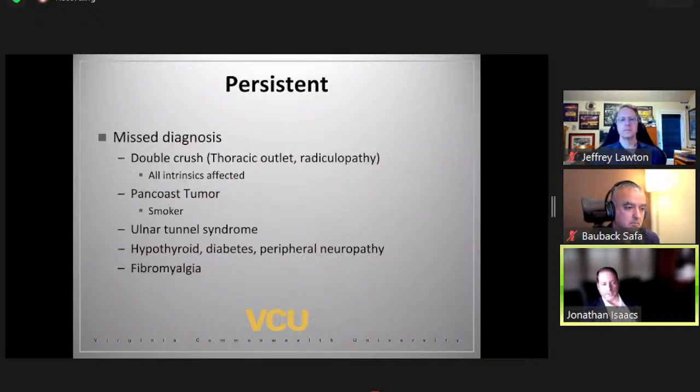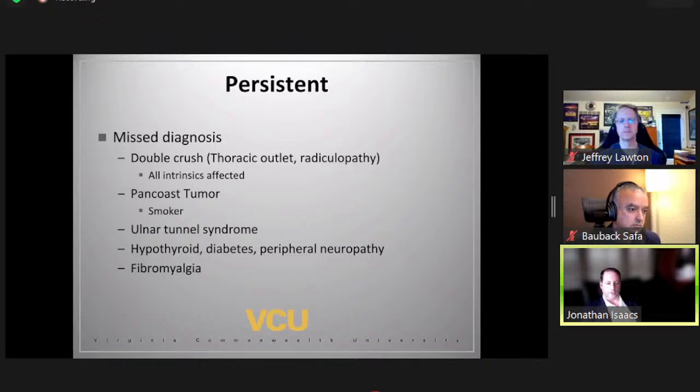You need to think about misdiagnoses, double crush phenomenon, remember thoracic outlet radiculopathy, though in those disorders, all of the intrinsics are affected and not just the ulnar intrinsics. If the patient's a smoker, think about the Pancoast tumor that can affect the lower brachial plexus. I think everybody knows to consider ulnar tunnel syndrome. And then there are the systemic disorders: hypothyroid, diabetes, peripheral neuropathy. I threw up there fibromyalgia.